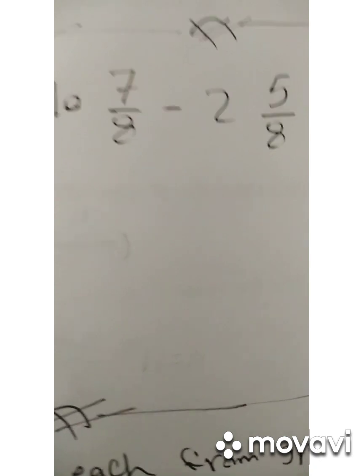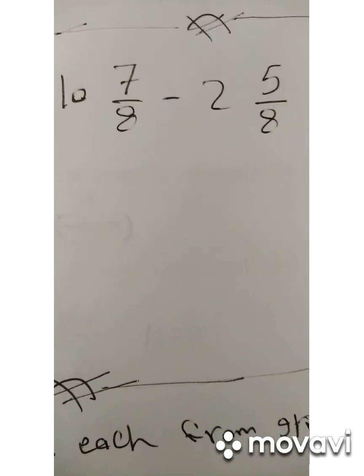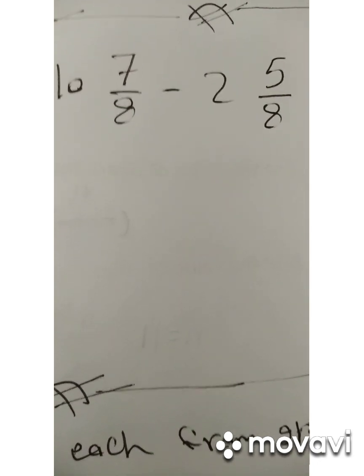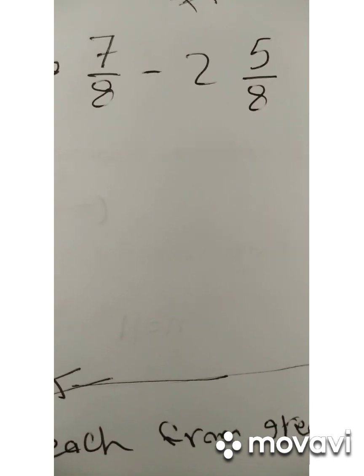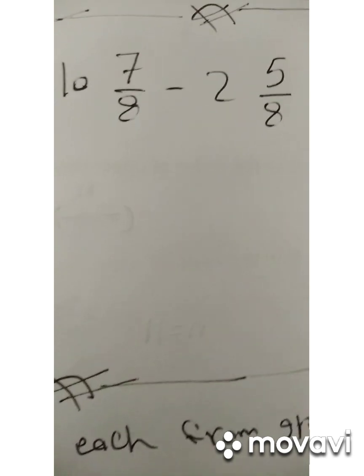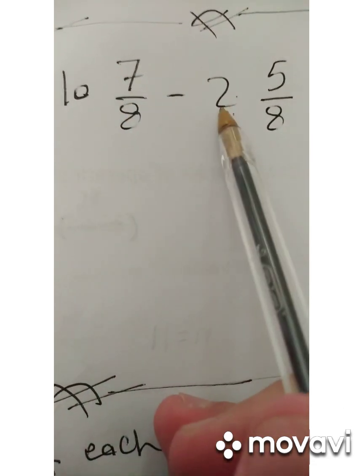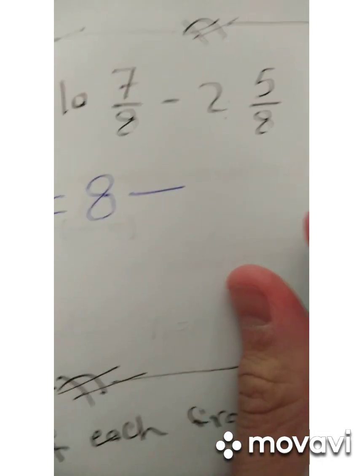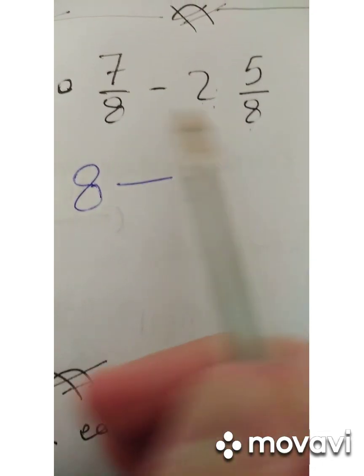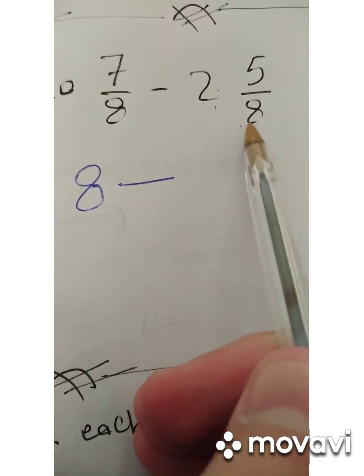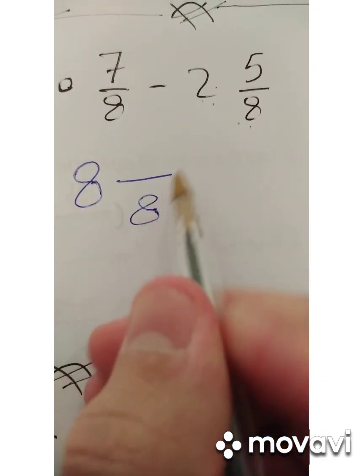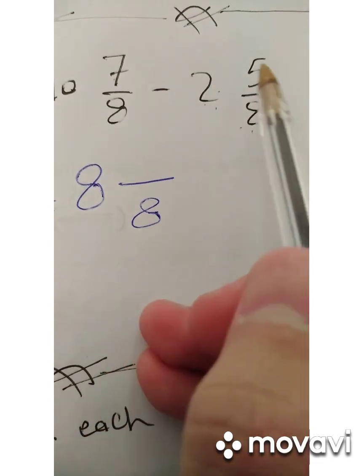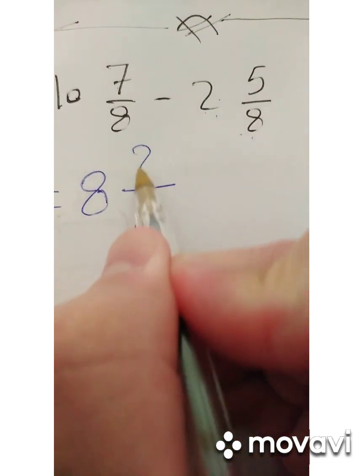Number 4. We have two mixed numbers: 10 and 7/8 minus 2 and 5/8. Okay? At first, subtract the two whole numbers. 10 minus 2 equals 8. And put the fraction sign. Do we have the same denominators? Yes, they are like, so put 8 down. Then subtract 7 minus 5 equals 2.